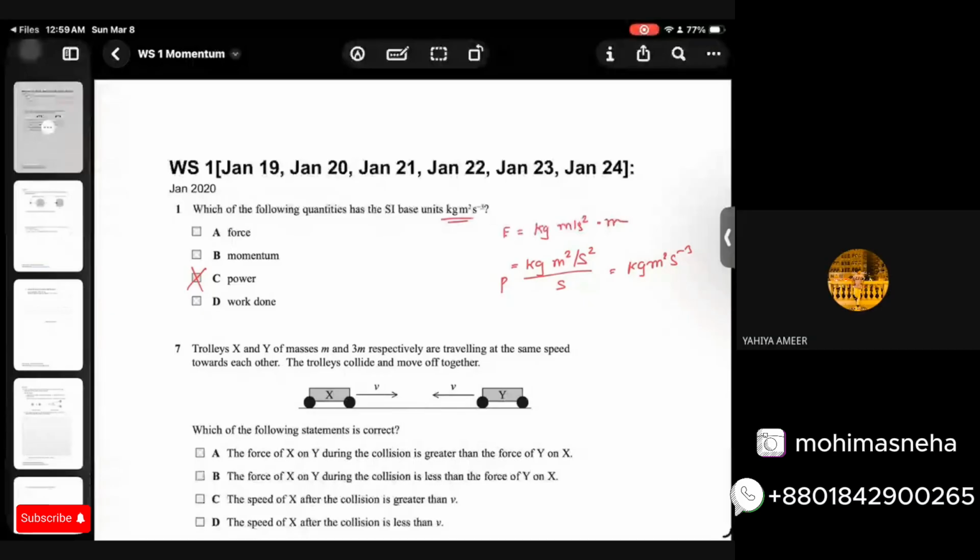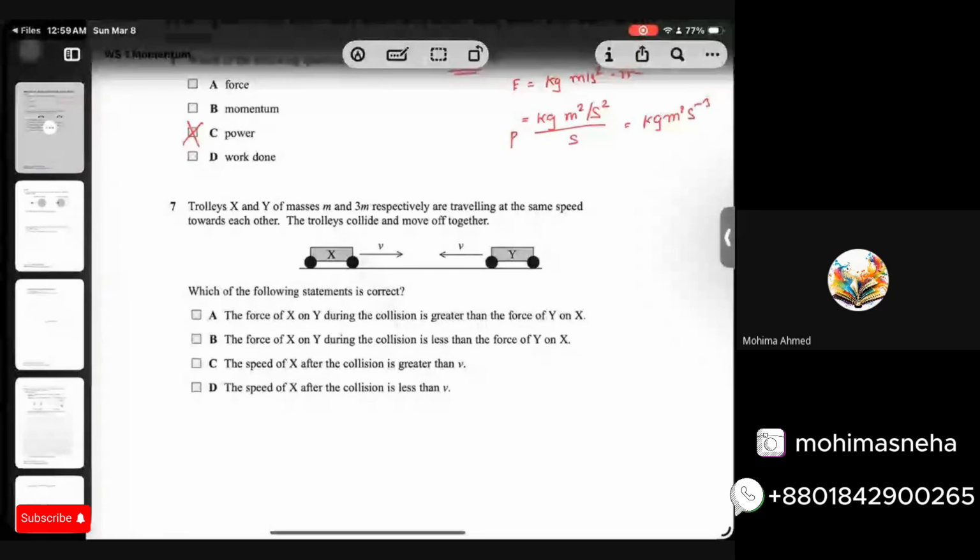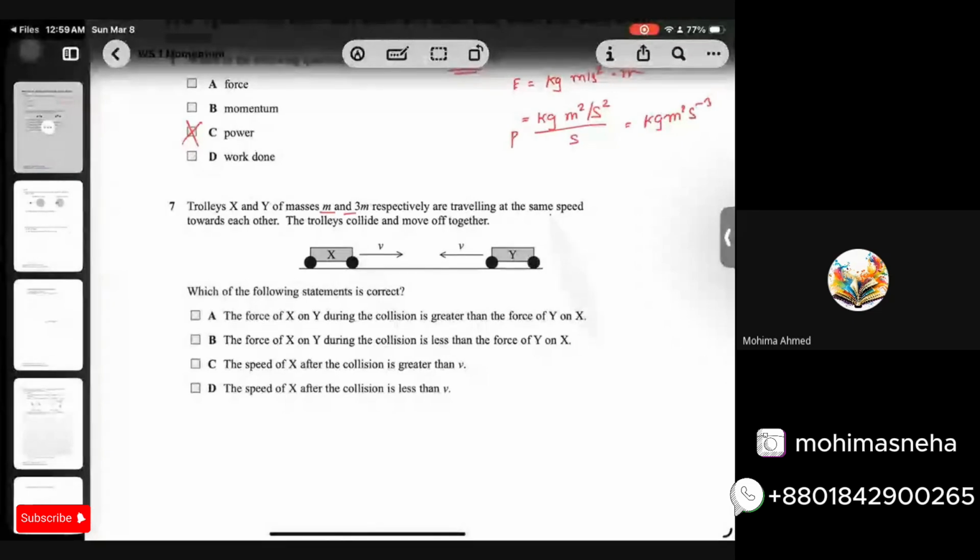Yes, teacher, clear. Okay, then for this one again, trolleys X and Y of masses m and 3m respectively are traveling at the same speed. They both have the same speed, but one thing to focus on is that they have different masses, right? Y has 3 times the mass of X, and the trolleys collide and move off together. I need to identify which of the following statements is correct in this case.